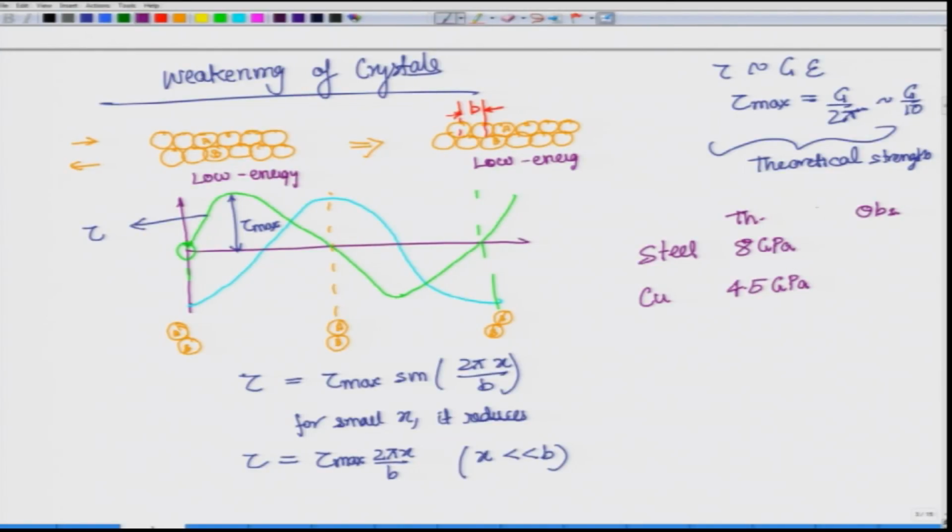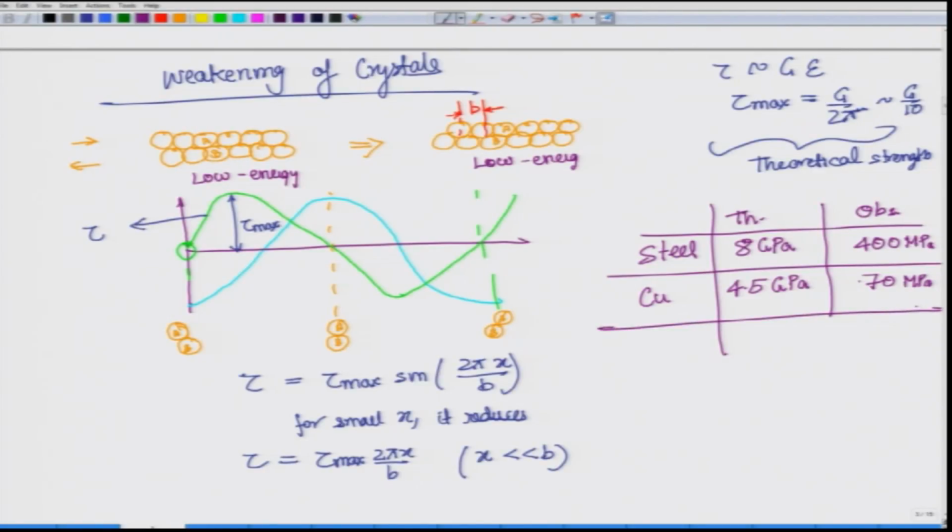Now, do you know what is the actual observed strength of these materials? For steel, it is of the order of 400 megapascal, and we consider it to be a very strong material. Copper is not so strong, it is of the order of 70 megapascal. So, what do we see? We see that the actual or observed strength is much lower than what we would theoretically calculate, assuming that the deformation takes place by slip of the planes. So, certainly this is not the way this slip is taking place, and something else is aiding it.